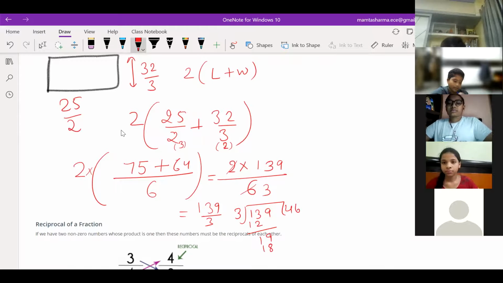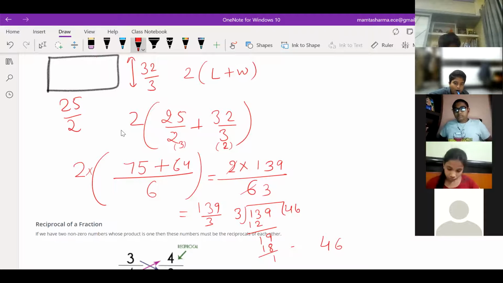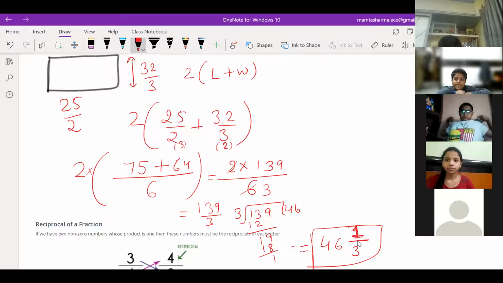Ma'am, I wrote 46. Ma'am, I wrote 159. Okay, actually no need to. So we are getting quotient 46, divisor... sorry, remainder is 1, so 1 by 3. The answer is 46 and 1 by 3. Correct, ma'am. This is your answer.